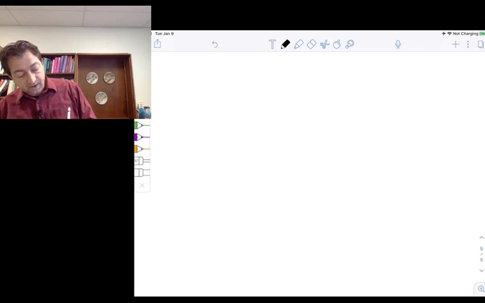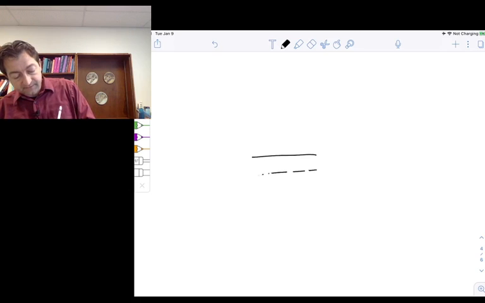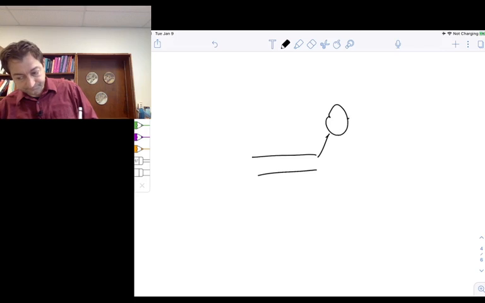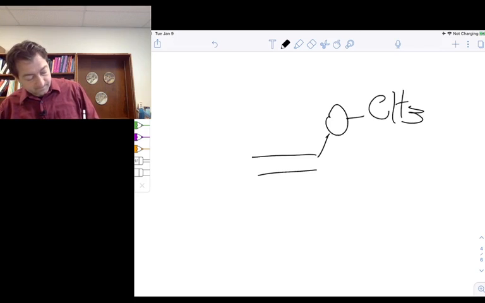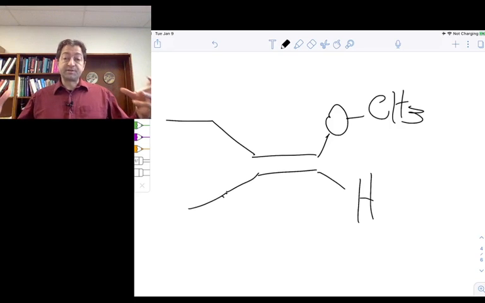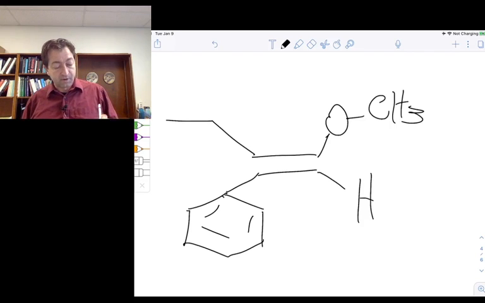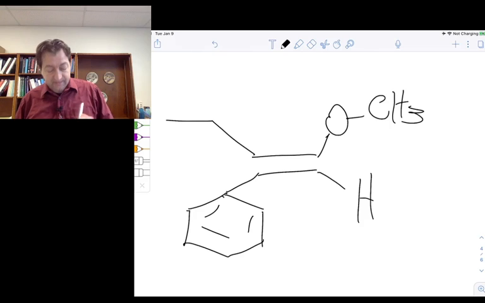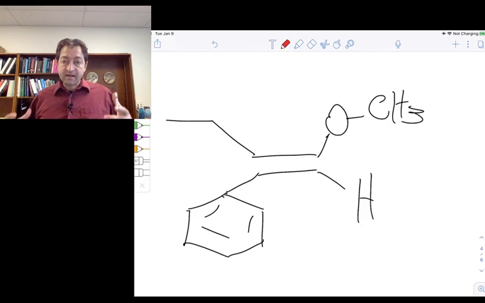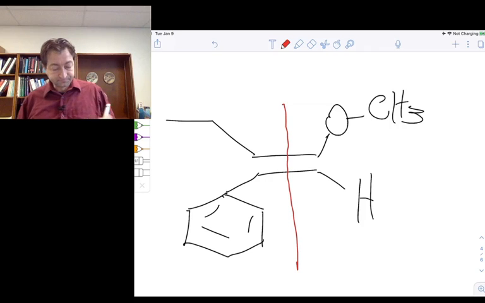So here, for example, I'll draw this molecule, OCH3. Here's just an example molecule, and all we want to do is assign whether the configuration at this double bond is E or Z. What we look at is the priority order of substituents on each side of the double bond. So we imagine drawing a line down the center here, and then assigning the priority of the substituents that are on either side of that center line.